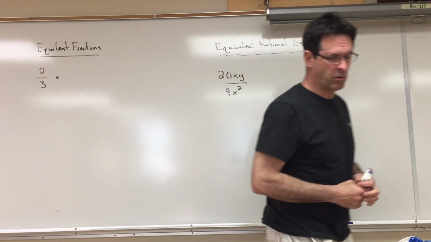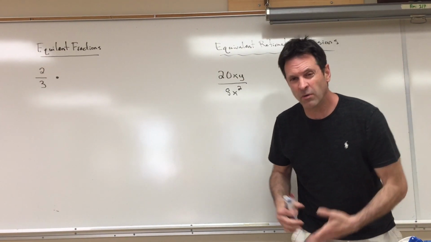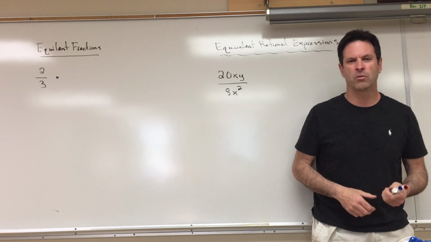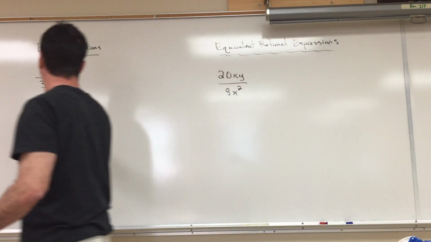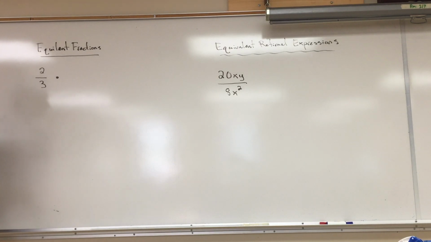Okay, when they talk about equivalent rational expressions, we always relate it back to fractions. How do we come up with equivalent fractions? Well, for instance, 2/3. If I was to come up with an equivalent fraction to 2/3, I could multiply top and bottom by any number we want. I'm just going to pick one.